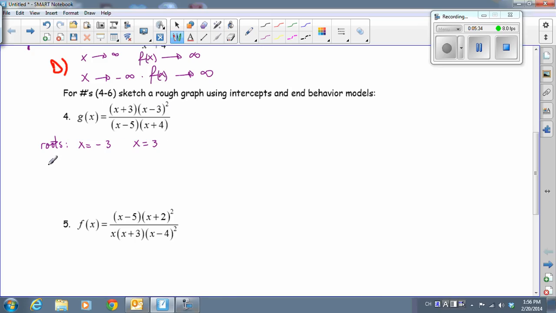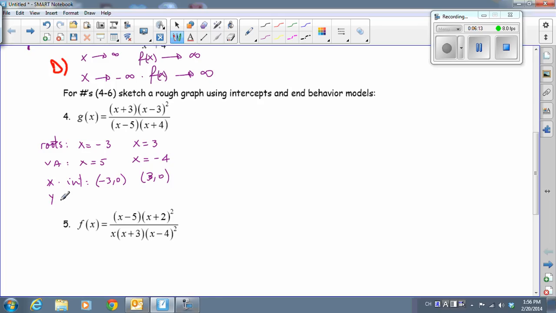I have two vertical asymptotes. My VA will be at x equals 5 and at x equals -4. Let's talk about our x-intercepts. In case I decide to put 0 for y, my x-intercepts will be at -3, 0, and also at 3, 0.